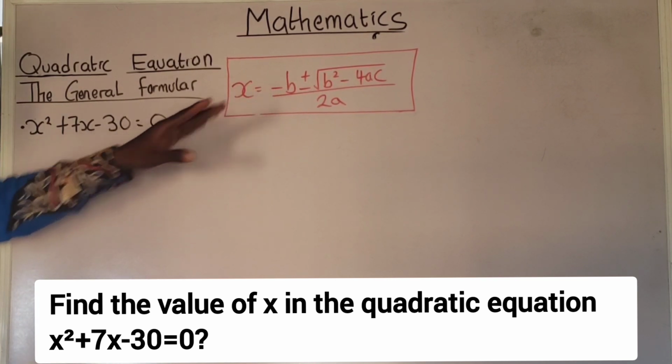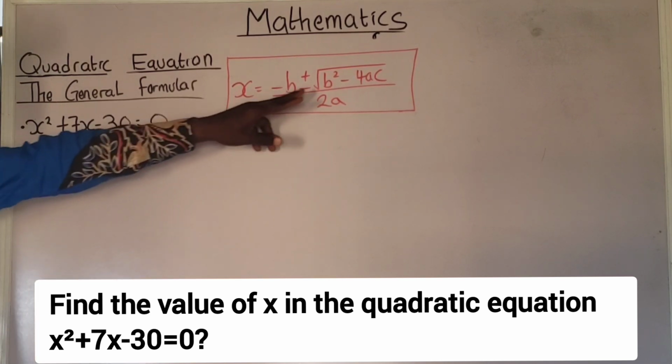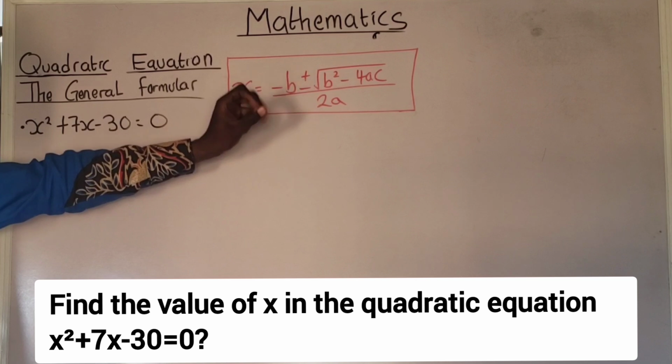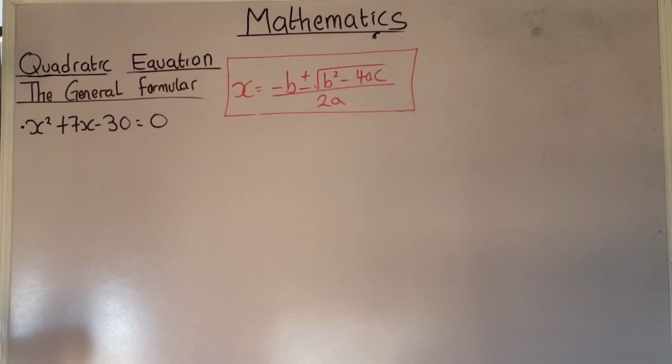Do you understand? Okay, so now from this formula we need to know our a, b and c, because in the formula we have a, b and c as the parameters. Do you understand what I'm saying? So now, what is our a in this quadratic equation? What is our b? What is our c?